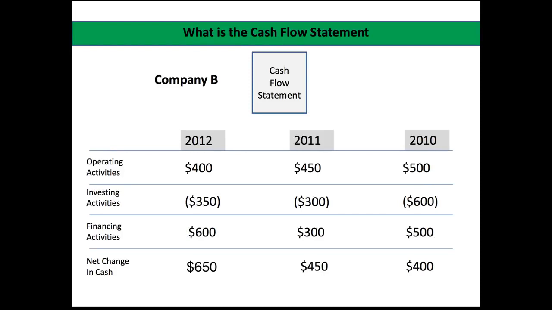So in company A, I was showing you a good cash flow statement. Now in company B, I'm going to show you one that's not looking as good. So let's start from right to left and look at the operating activities. And you can see that the operating activity cash flow is slowly decreasing. It's going from 500 to 450 to 400. That's bad because this means that the income, the lifeblood of this company, is slowly decreasing.